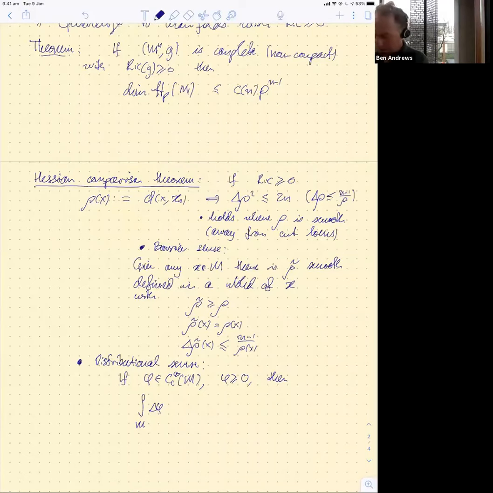Okay, so if everything was smooth, you'd integrate by parts twice and you'd get phi times Laplacian rho squared, and then plug in this inequality for Laplacian rho squared, which is less than or equal to 2n. Here, rho is certainly Lipschitz, so we can integrate by parts once. So we get the gradient of phi inner product gradient of rho squared, and then the statement is that that should always be less than or equal to 2n times the integral over M of phi. Okay, so that's the distributional sense in which it holds.